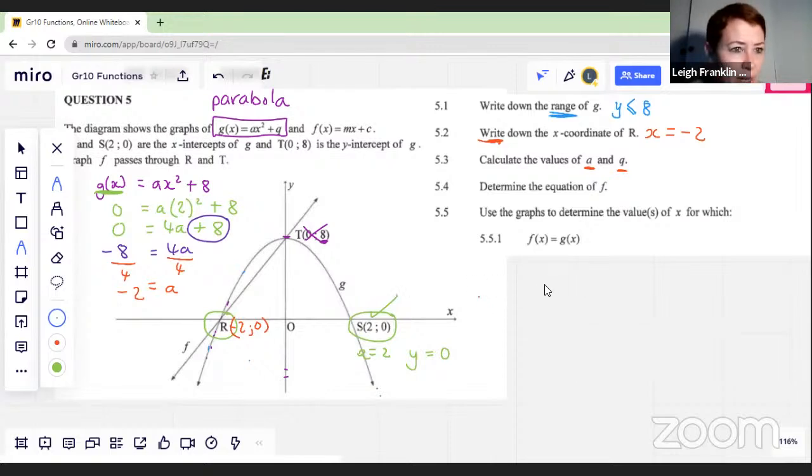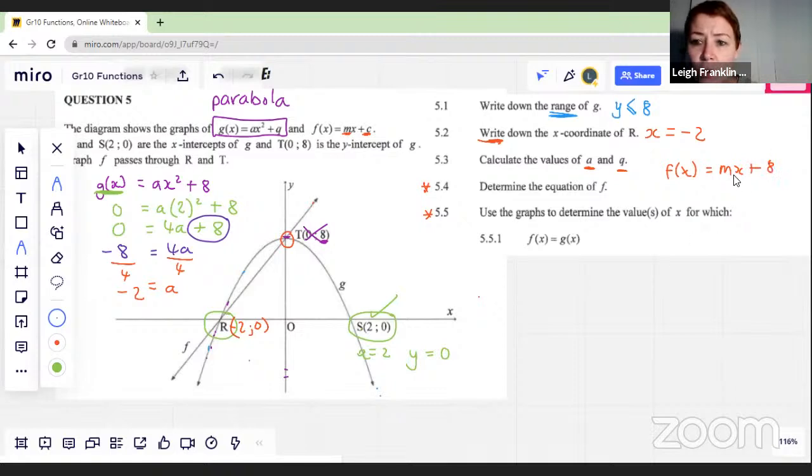So just very quickly, let's see if we can answer this question. I don't think I'm going to have time to do that one. This is a straight line. F is a straight line. So when they want you to work out the equation of f, they want you to work out the gradient of the line and they want you to work out the y-intercept. You know what the y-intercept is. It's the same y-intercept as the parabola. So what we would have written over here is f of x is equal to mx plus 8.